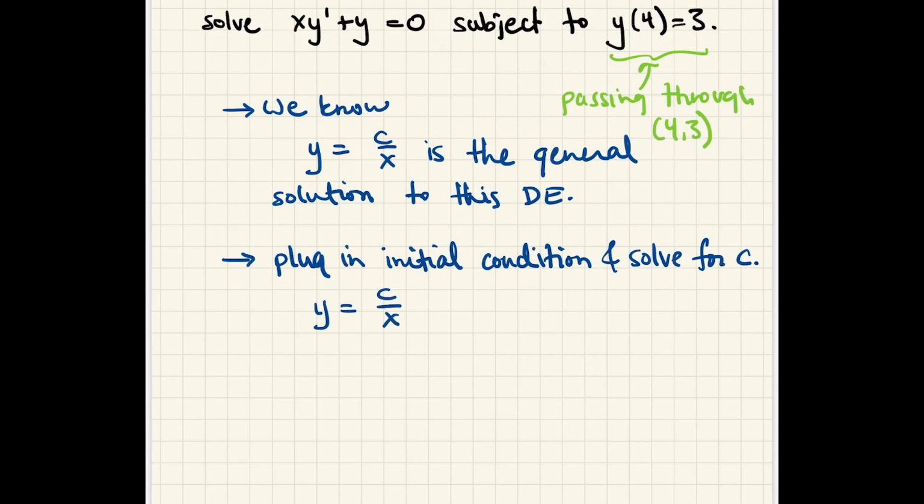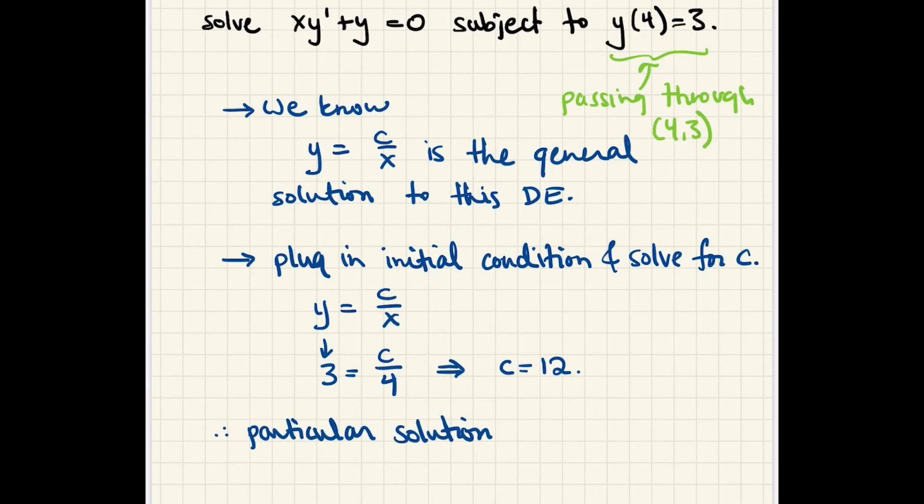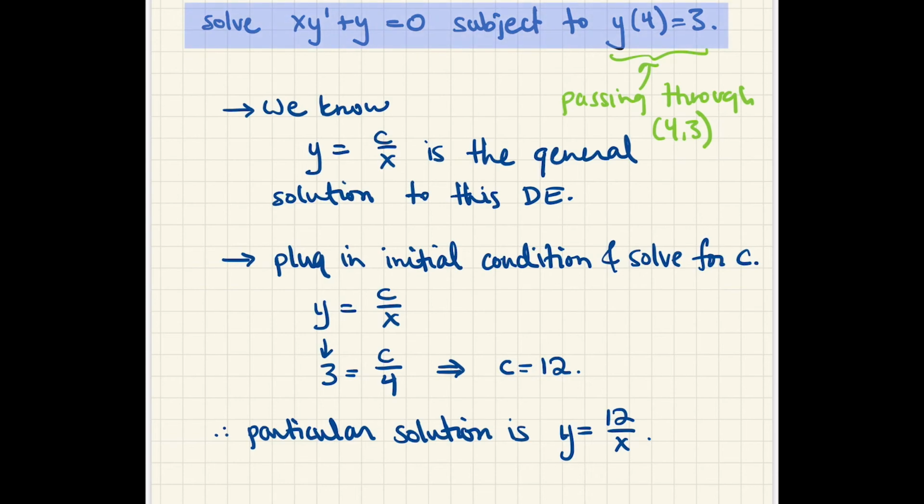Here's the general solution. Okay, we plug in the initial condition, which is y of 4 equals 3. So passing through the point 4, 3, which means y is 3, x is 4. And if we solve for c, we see that c is indeed 3 times 4, which is 12. So the particular solution is y equals 12 over x. All right, and as it turns out, that is the unique solution to this differential equation subject to this initial value. All right, now this is called an initial value problem.